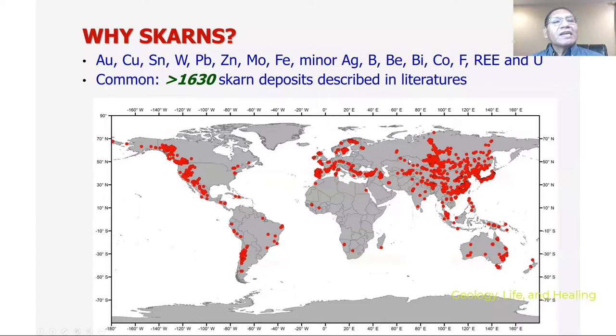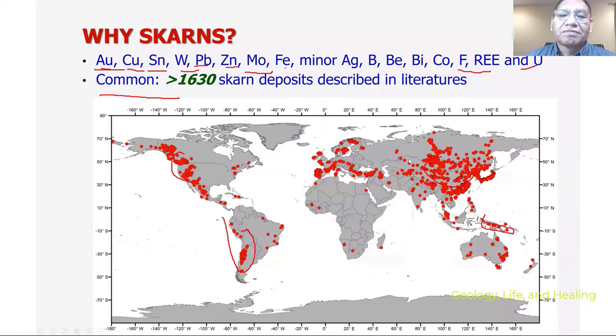So why skarns? We have gold, copper, zinc, tungsten, lead, zinc, molybdenum, iron, and minor metals, including rare elements and uranium. And more than 1,630 skarn deposits are described in the literature, in South America, North America, China, Indonesia, Australia, Europe. There are lots of skarn deposits.